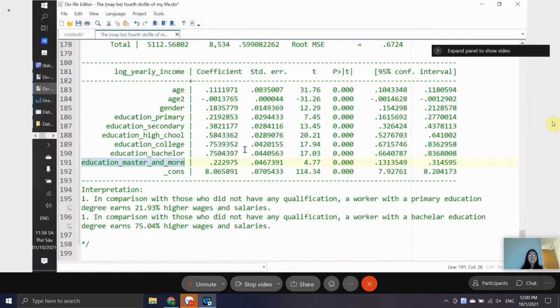Okay, do you agree with me, ladies and gentlemen? Hello, do you agree with me? Any objection? Any further question?